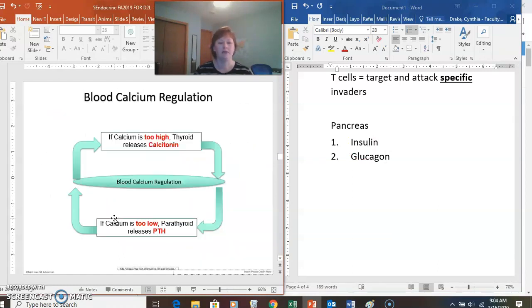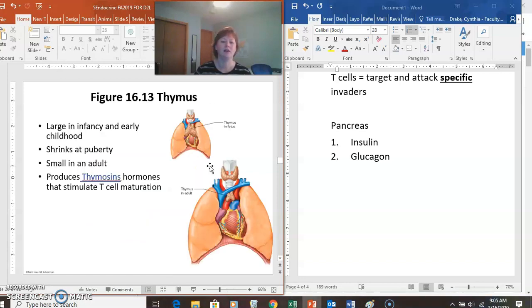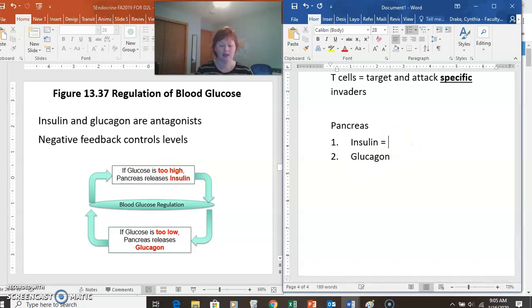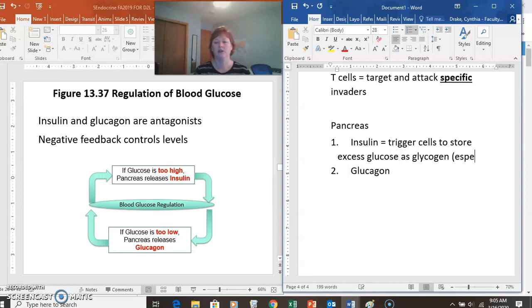And if you go back here for just a minute, our little teeter-totter regulation with our antagonist hormones for calcium regulation, we can do the same kind of drawing for blood glucose regulation. So we want to maintain good balance of blood glucose. If our glucose levels get too high, then the pancreas is going to release insulin. Insulin is going to trigger cells to store excess glucose as glycogen, especially in the liver and muscles.